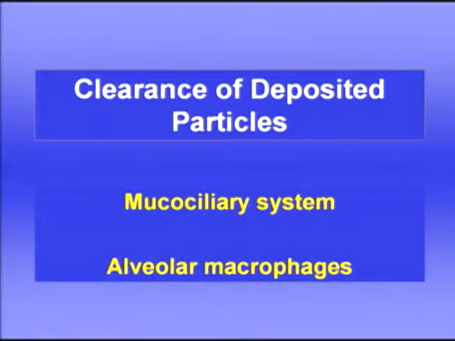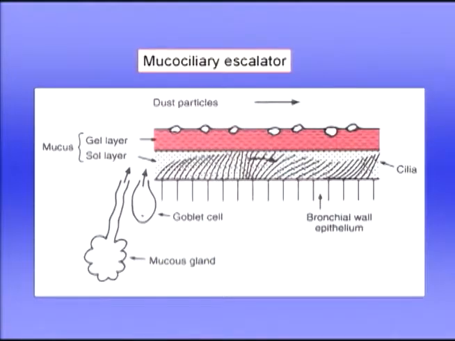Okay, let's look at the clearance of deposited particles. And there are two quite different systems. There's a mucociliary system, which operates in the airways, and the alveolar macrophages, which are important in the alveoli. And here's a nice cartoon of the mucociliary escalator. The mucus comes from mucus glands deep in the airway wall with a duct that leads the mucus to the surface. There are also goblet cells in the airway epithelium here.